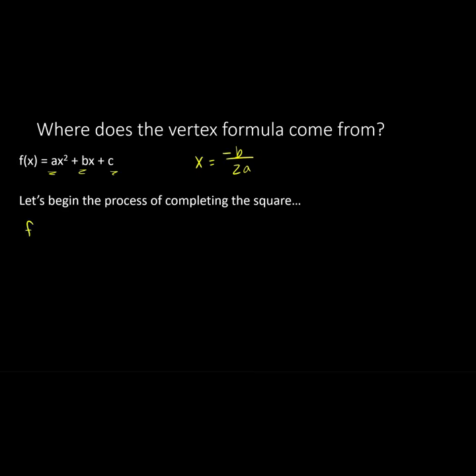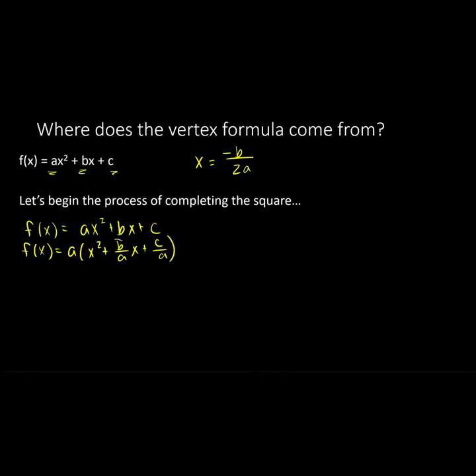The way we're going to see where it comes from is by completing the square, but we're only going to begin the process of completing the square. We don't have to do the whole thing. When we complete the square, we prefer to have a leading coefficient of 1. So the first thing I'm going to do here is factor the a out. And when I factor the a out, I am left with this quadratic here. This is the quadratic where we are going to complete the square.